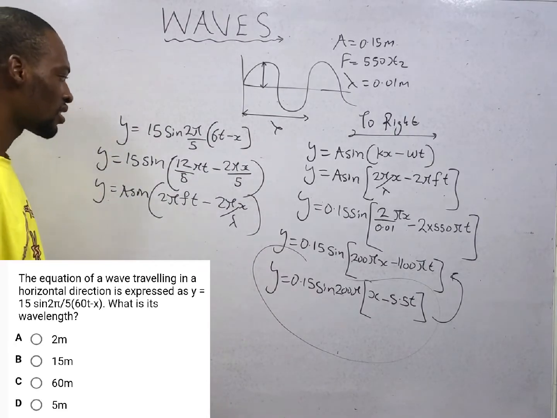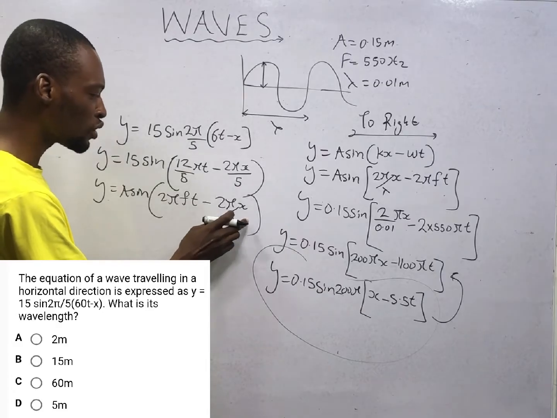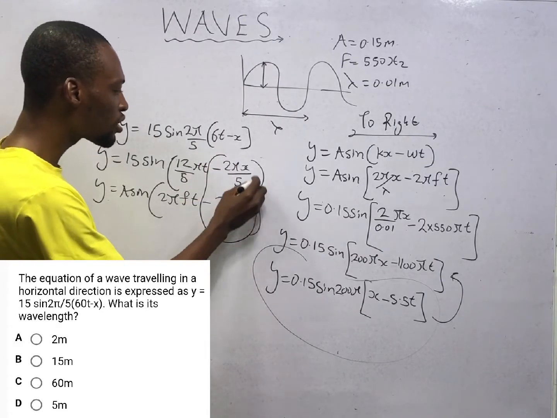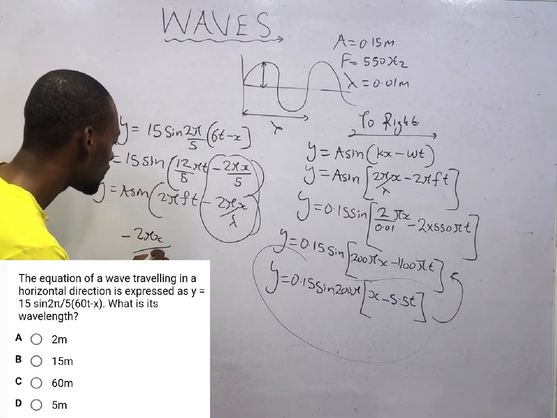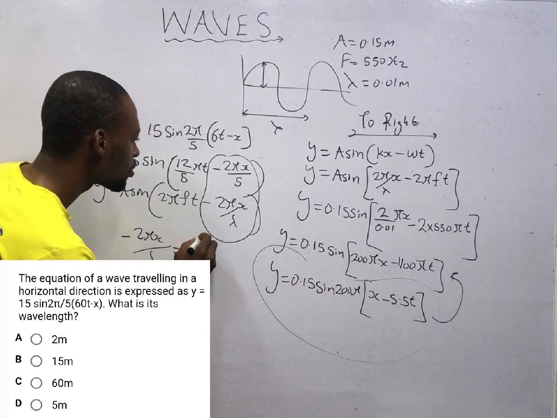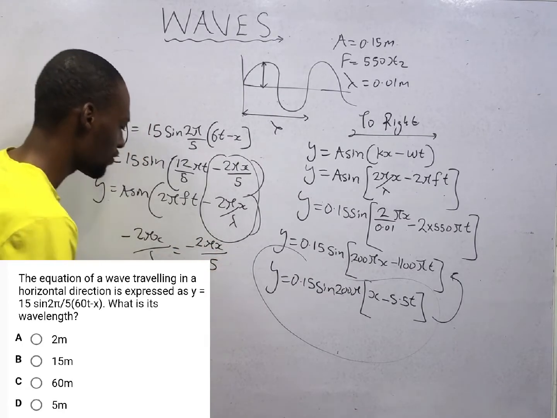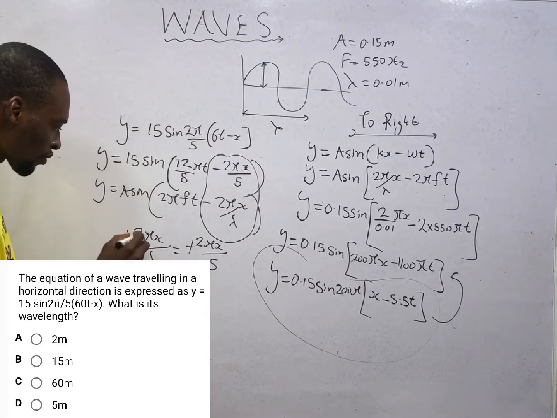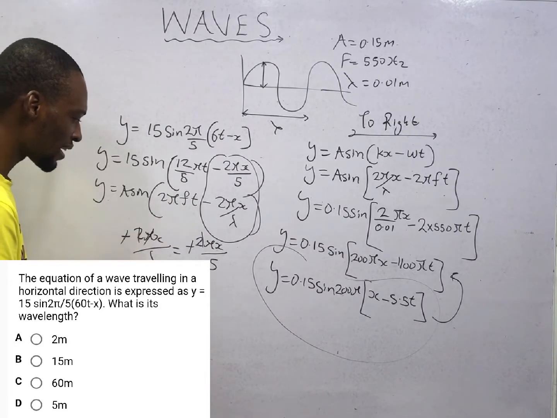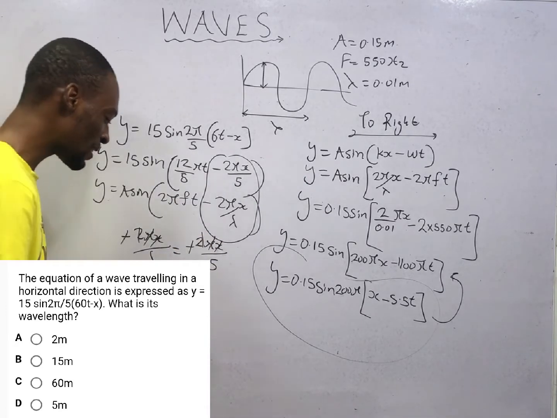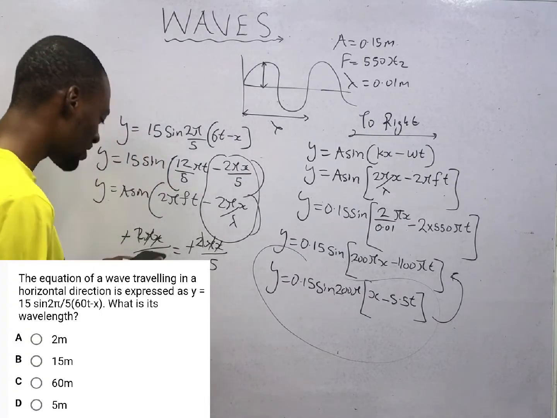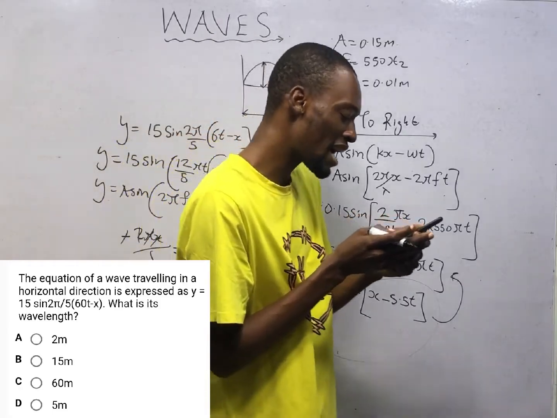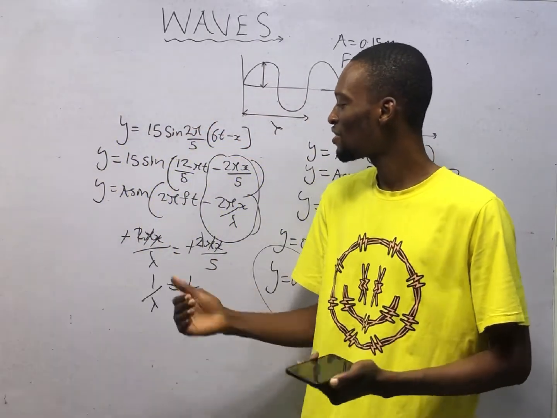We are looking for wavelength. So out of these two, only here will give us wavelength. So we therefore need to compare these two to get wavelength. Minus 2 pi s over lambda equals minus 2 pi s over 5. Minus cancels minus, 2 cancels 2, pi cancels pi, s cancels s. So what is basically left is 1 over lambda equals 1 over 5. So lambda will therefore simply be 5 meters. So this is an interesting question.